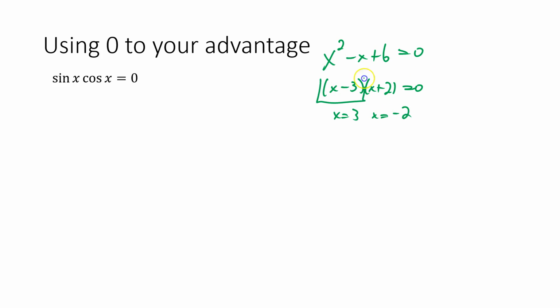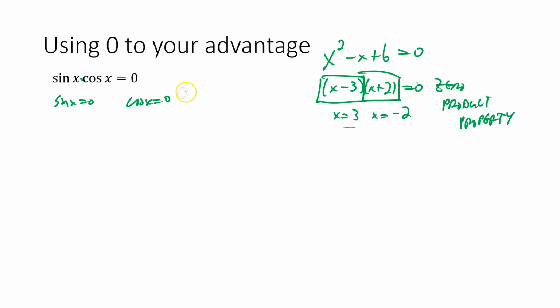Because we're multiplying two things together and it equals 0. That's the zero product property, which you may have learned at some point in your mathematical career. Zero product property tells us that when you're multiplying two things together and it equals 0, that can only happen if one of them is 0. So either x minus 3 is 0, so x is 3, or x plus 2 is 0, so x is negative 2. Same thing over here. If sine x times cosine x is 0, then one of them has got to be 0.